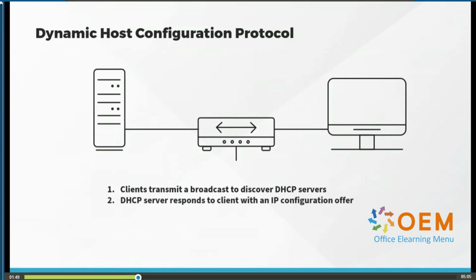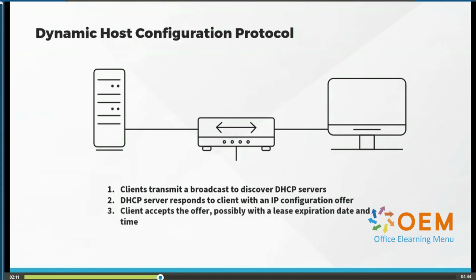Step 2, the DHCP server will then respond to the client with an IP configuration offer. If you've got a DHCP server that services many subnets with different IP address ranges, it will know where the request originated and send the appropriate IP configuration information to the client. Step 3, the client will accept the offer.